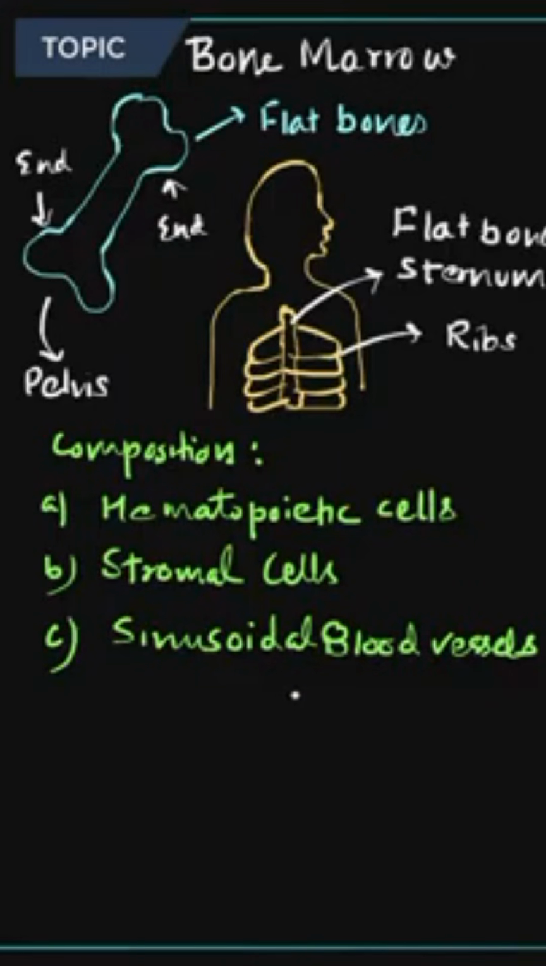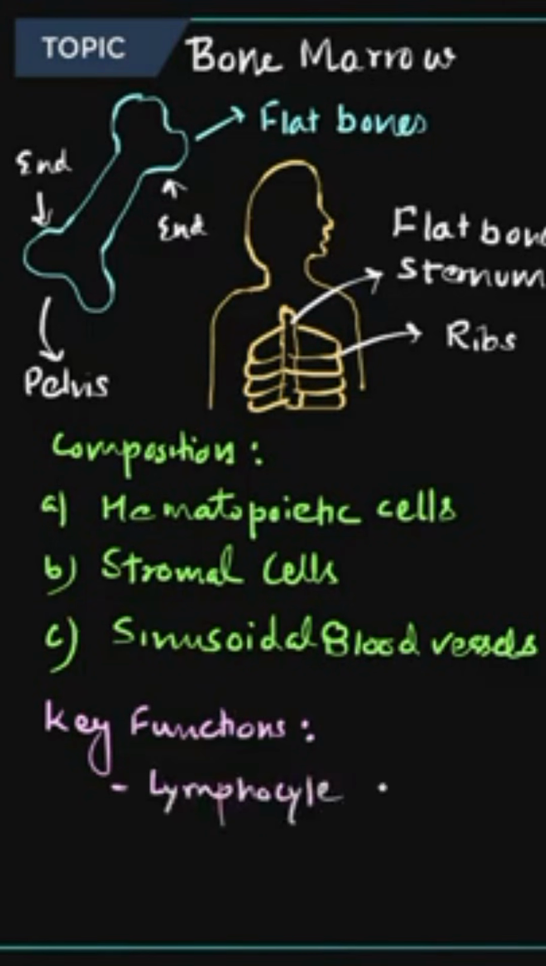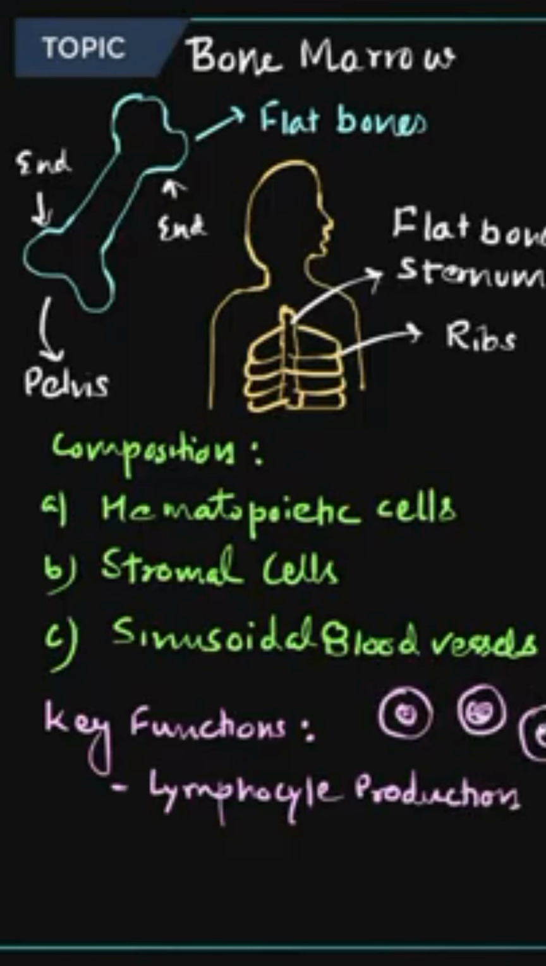Now, if we talk about functions, so let's write down some key functions over here. Key functions, which is lymphocyte production. So first one is lymphocyte production. In bone marrow, the major function that occurs is the production of all the precursors for the lymphocytes. And these are these cells that are produced inside the bone marrow. A lot of cells, they are getting produced. And then next one is maturation of only B cells. B cell maturation.